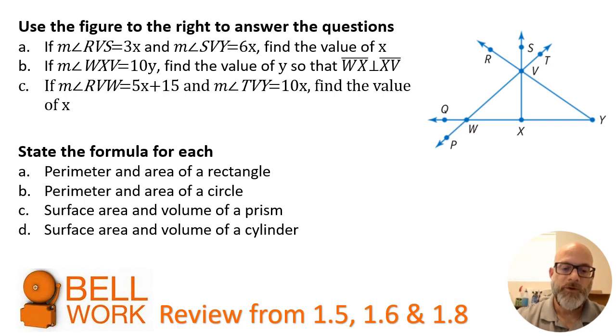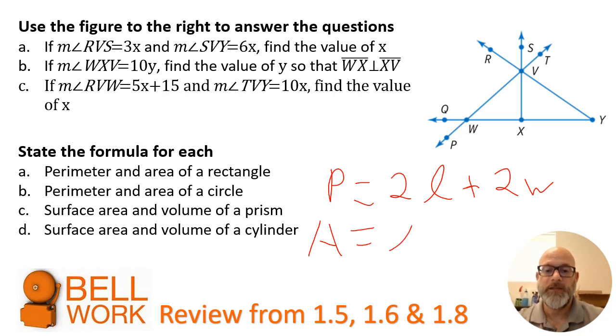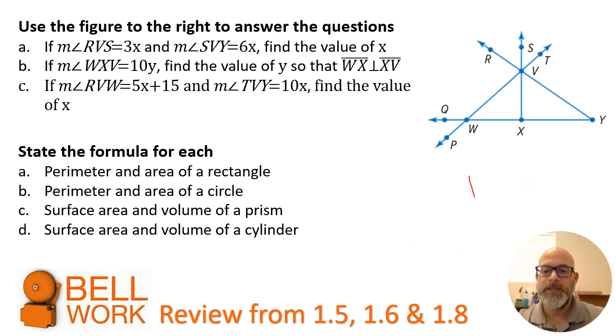Next, we have the perimeter and the area of a rectangle. Well, let's see. Perimeter of a rectangle is going to be 2 lengths plus 2 widths. The area of a rectangle is going to be given by length times width. These are called math facts, folks, and you memorize them. And I advise memorizing them earlier rather than later.